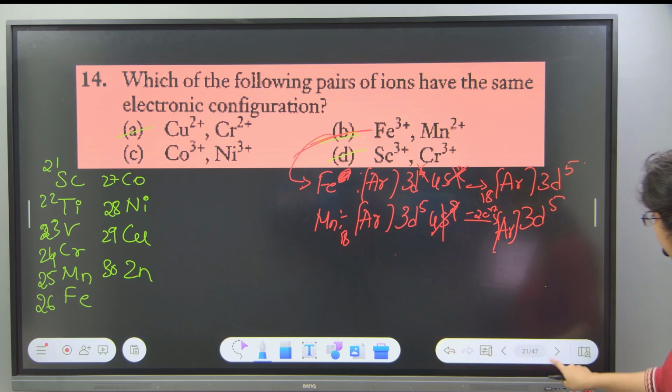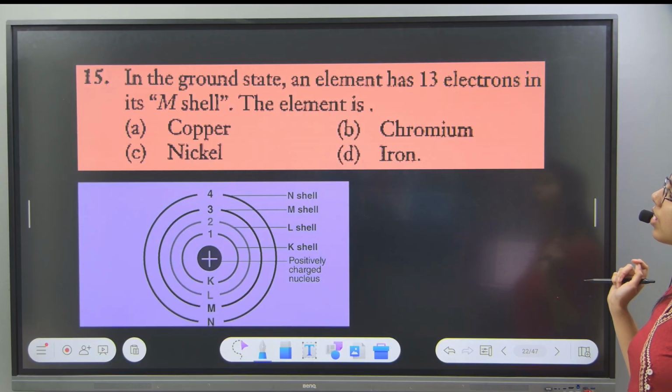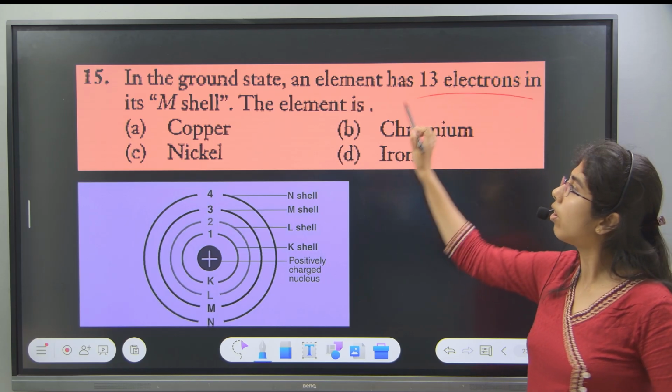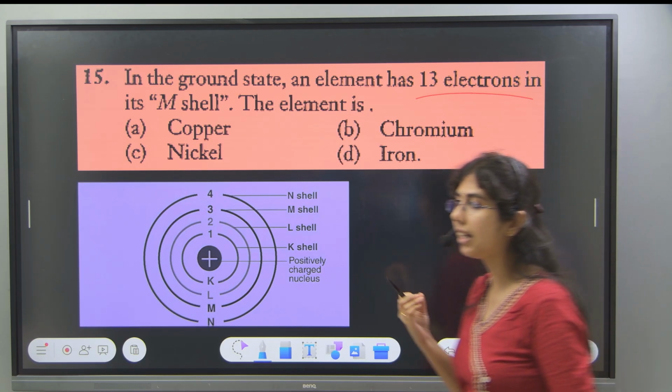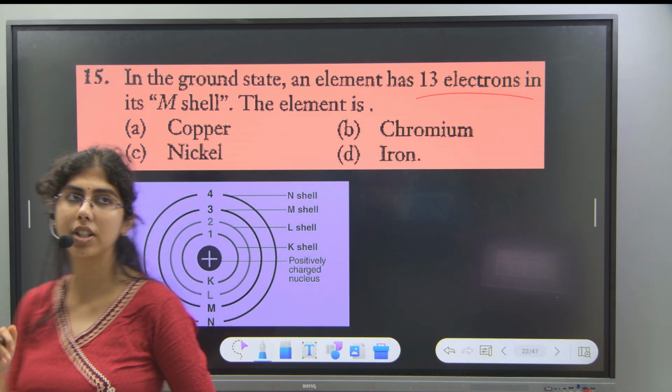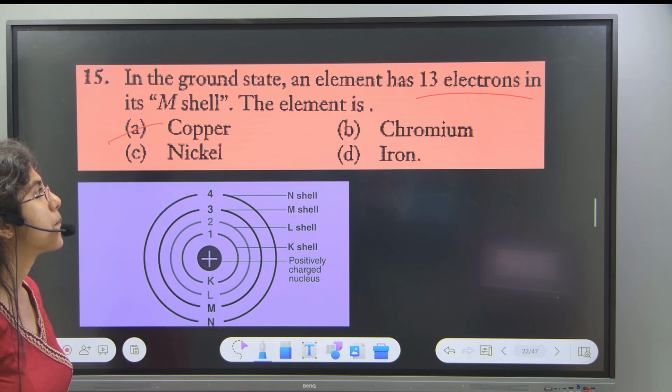Good. Now, in the ground state, an element has 13 electrons in its M shell. The element is, it has 13 electrons. Option A, copper.